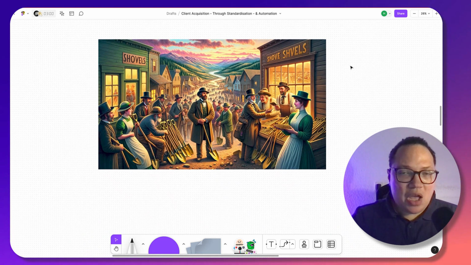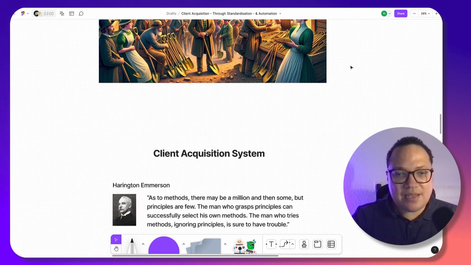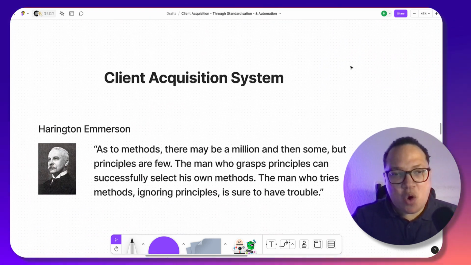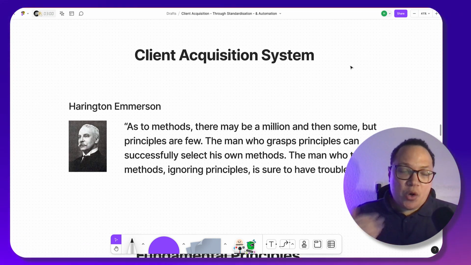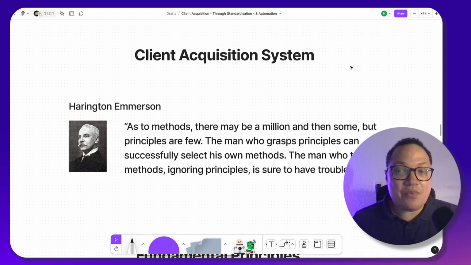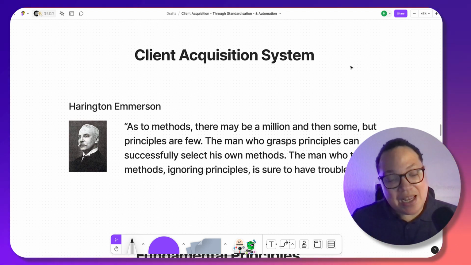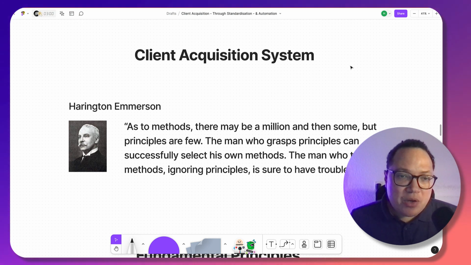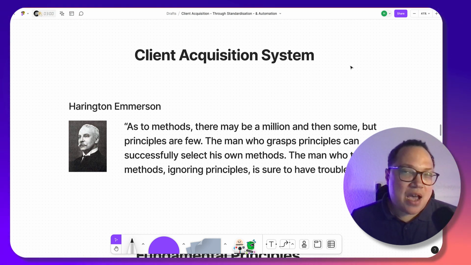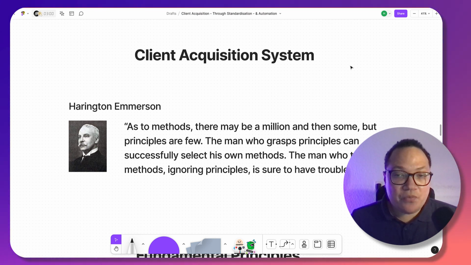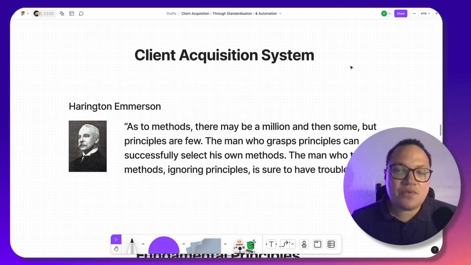And I would like to start this talk and take it to a really great quote in regards to systematization. So we're going to start our talk on the client acquisition system that we use and we create and build for our clients, and basically take them through setting this up. And the quote I want to present to you that kind of encapsulates the entire idea I'm trying to bring across here is by Harrington Emerson. And he said, as methods, there may be a million and some, but principles are few. The man who grasps principles can successfully select his own methods. The man who tries methods, ignoring principles, is sure to have trouble.